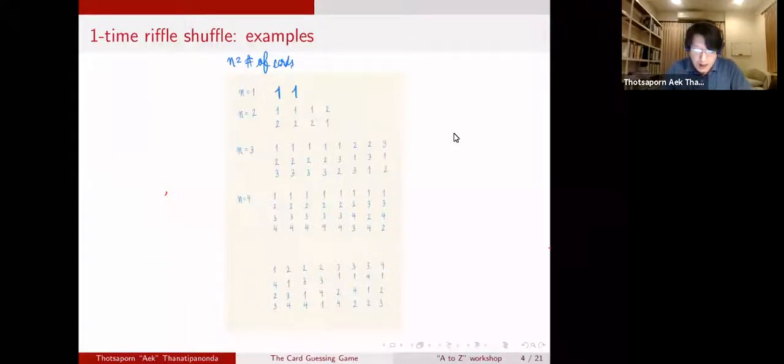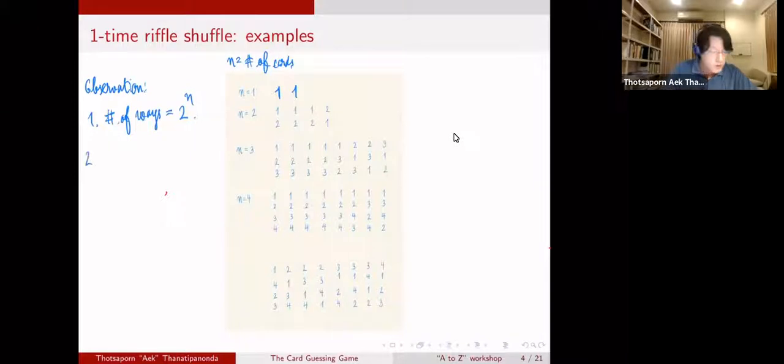I want to make some observations here because we're going to use them later. So these are examples. Observation number one, the number of ways. As already mentioned, if you have n cards, you do one-time riffle shuffle, there are 2 to the n ways to do it, like in this example.